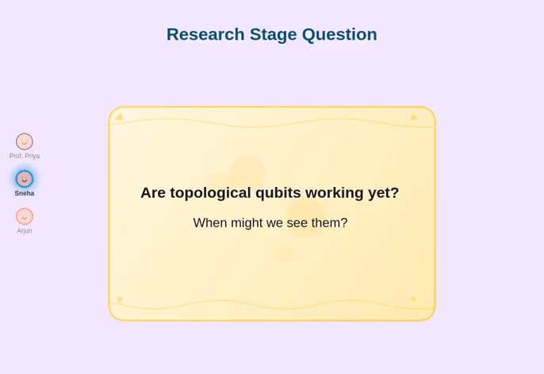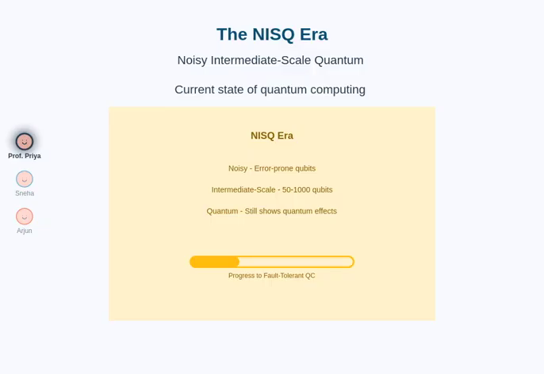Since they're still in research, does that mean topological qubits don't actually work yet in real quantum computers? That's right, Sneha. We're currently in what we call the NISQ era, noisy intermediate-scale quantum devices. Our current quantum computers are limited in size and precision, but they're rapidly improving.